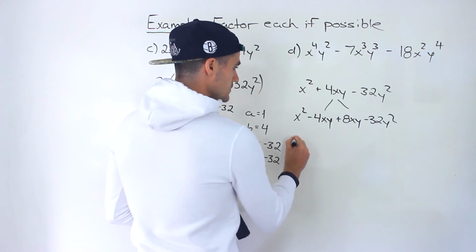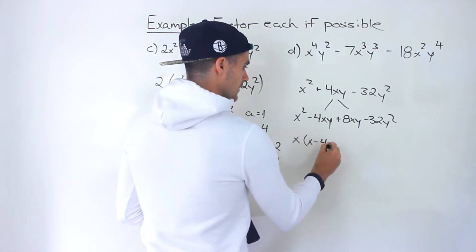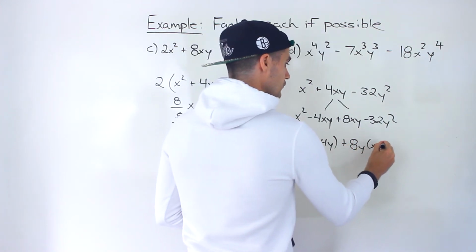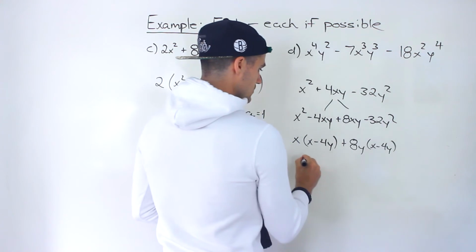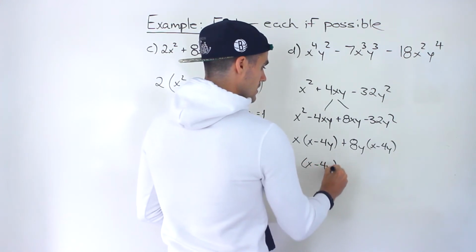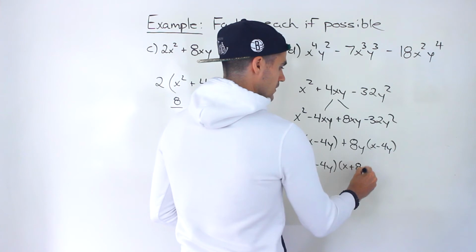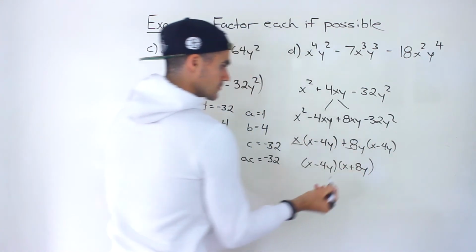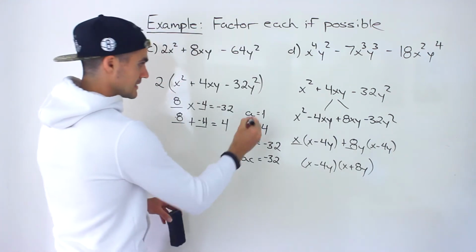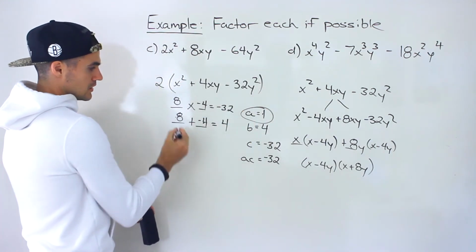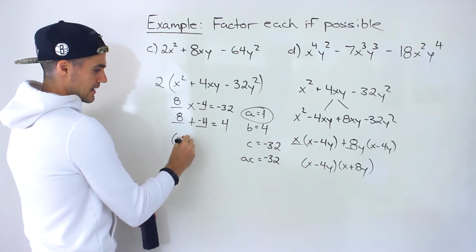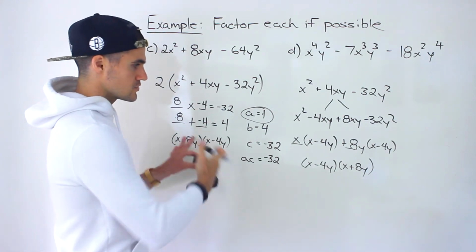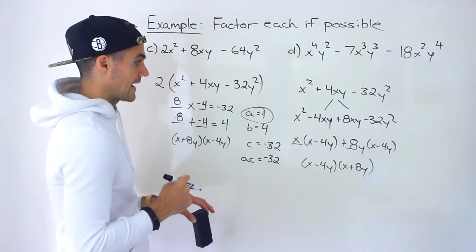Versus here, all we do is we take out an x. We're left with x minus 4y. From here, we could take out a positive 8y. We're left with x minus 4y. And so we end up with x minus 4y, x plus 8y. When we take out that binomial common factor, we're left with x plus 8y. And because the a value is 1, I forgot to mention, with the shortcut, you know it's going to be x plus 8y, x minus 4y. So it just works out in all aspects.